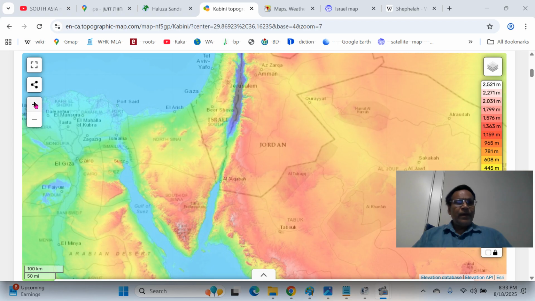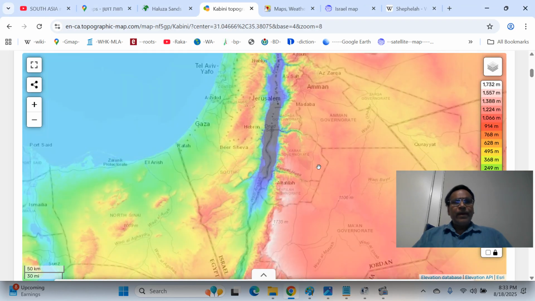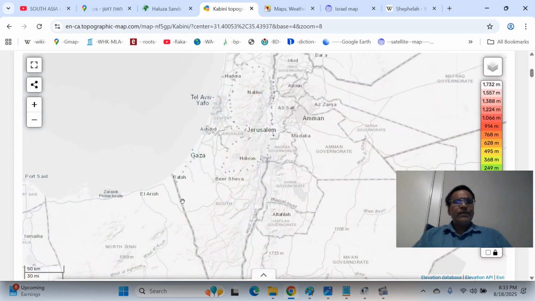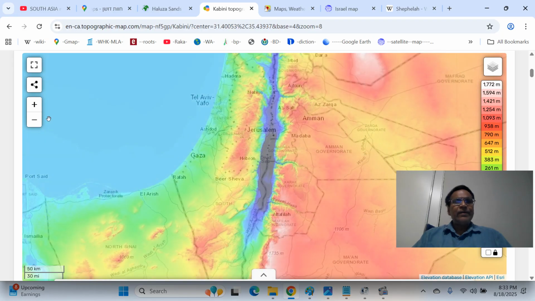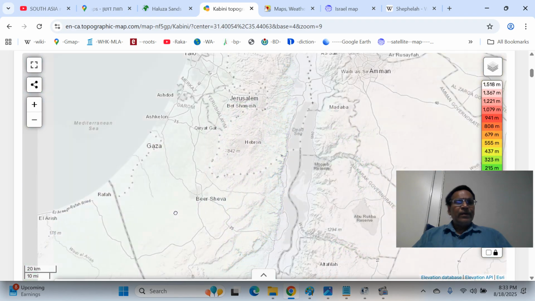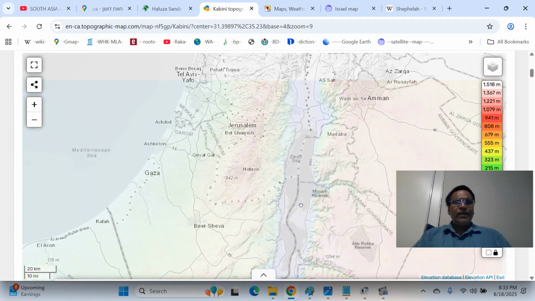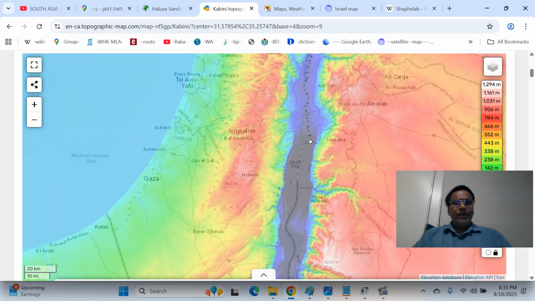Sinai Peninsula and Negev Desert, West Bank and Gaza Strip. This is the Gaza Strip. You can see Rafah here, Gaza, and Deir al-Balah and Khan Yunis will be there. So you have the Negev region, Beersheba and Arad here. This is all the Palestine region.